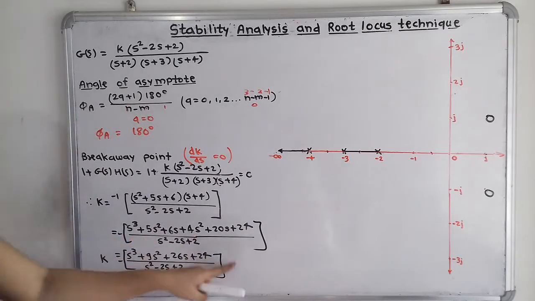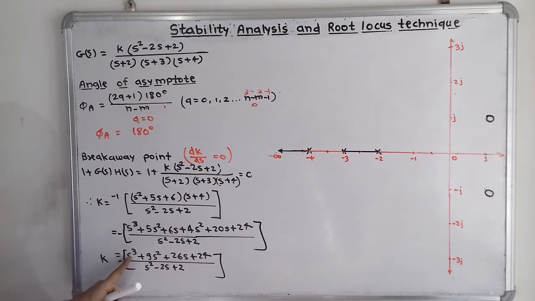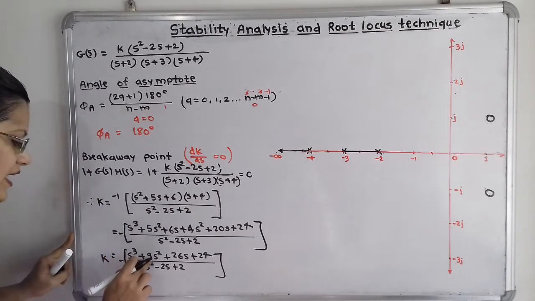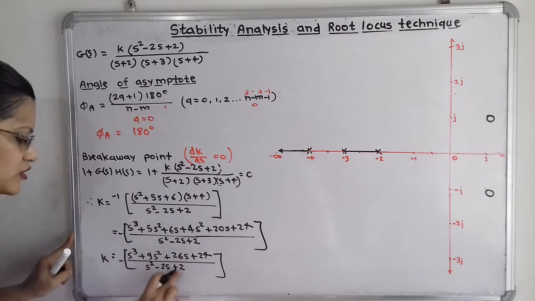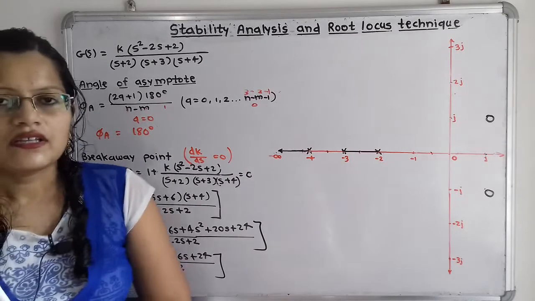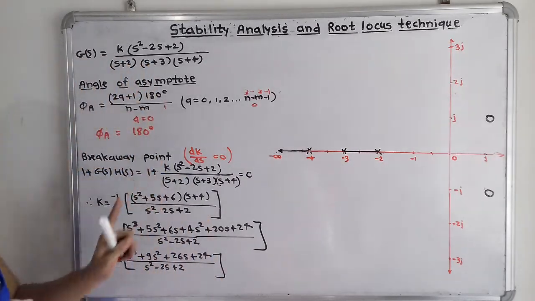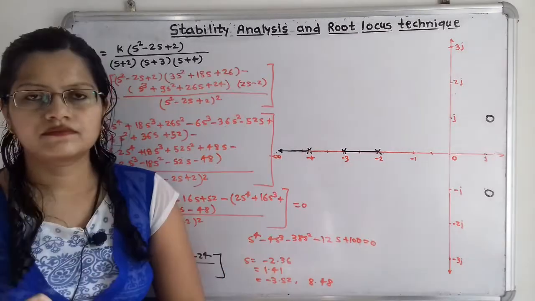Now here is the final value of k, after simplifying this numerator: k is equal to minus (s cube plus 9s square plus 26s plus 24) divided by (s square minus 2s plus 2). Now what is the solution for the breakaway point? We have to differentiate both these sides with respect to s.